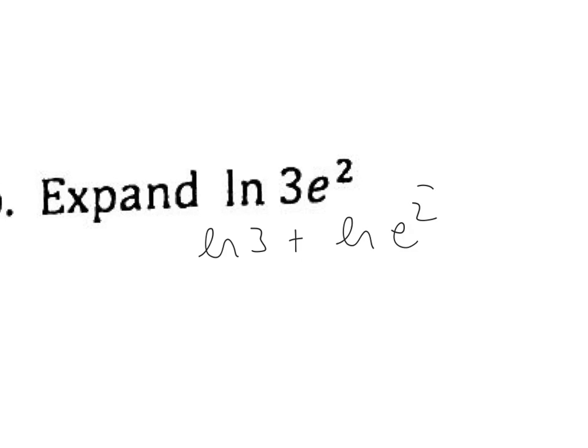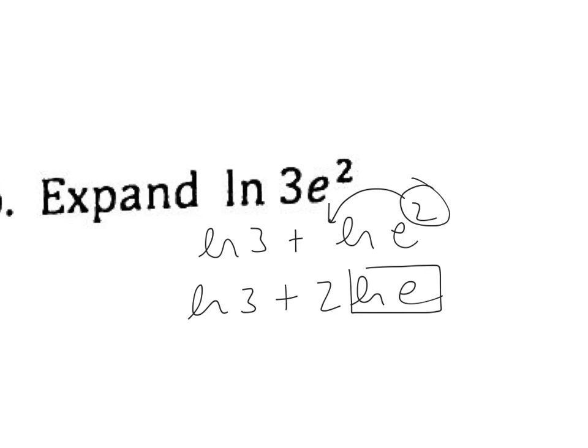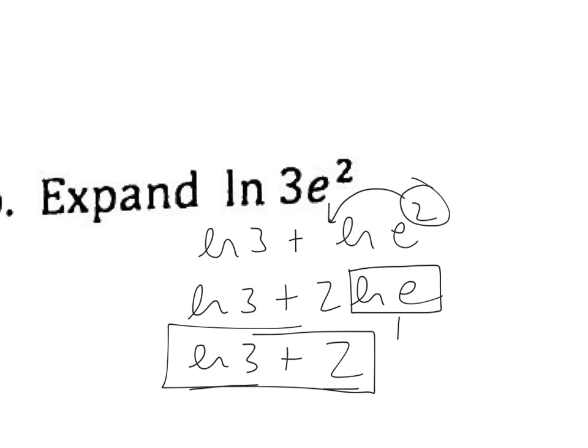But over on the right, we can take this 2, put it in front. So we have ln of 3 plus 2 ln of e. And we talked about above that ln of e is just 1. So we have ln of 3 plus 2 times 1, which is just 2. And this is not ln of 5. These are completely separate terms. I can't add these together. That's my final answer. So we expanded. Alright, moving on to the next page.